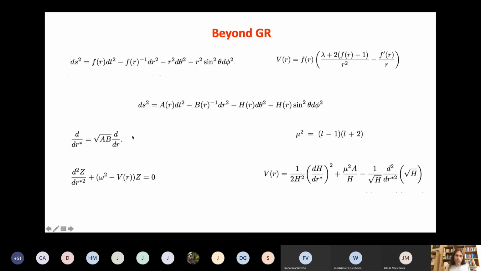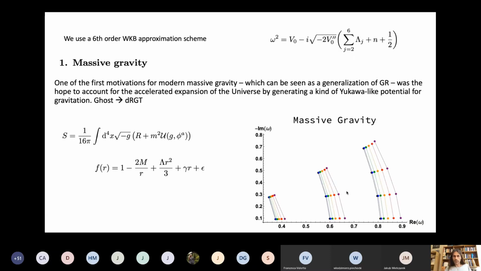You also define a kind of tortoise coordinate, but it's not exactly the usual one. You end up with a wave equation. You define this new parameter, and at the end of the day, you can still compute a potential, which depends on the function h, on the function a, and the function b still appears through the definition of the tortoise coordinate. And thanks to this potential, you can again try to evaluate the quasi-normal modes.